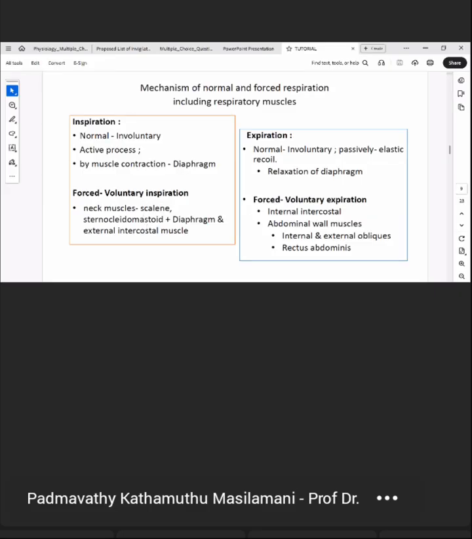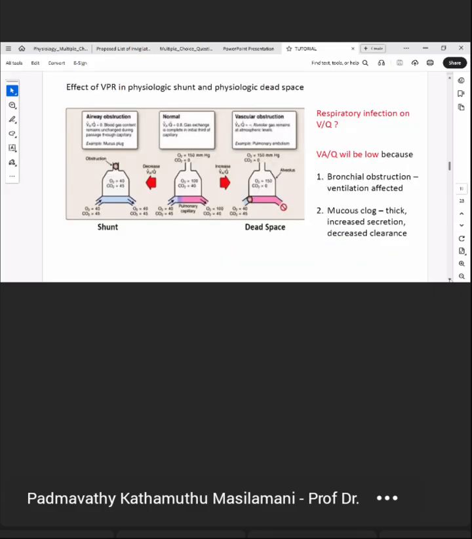For forced inspiration, there is involvement of the neck muscles, scalene muscles, and sternocleidomastoid muscles, apart from the diaphragm and external intercostal muscles. So the muscles involved in inspiration are very important. The muscles of forced expiration are the internal intercostals and also the abdominal muscles. The abdominal muscles are the oblique muscles and also rectus abdominis. So you should know which muscles are involved in forced inspiration and forced expiration.